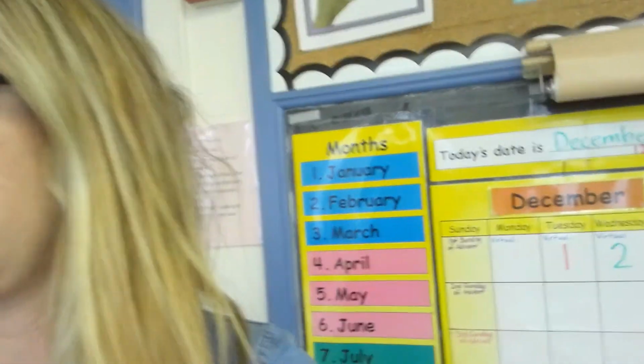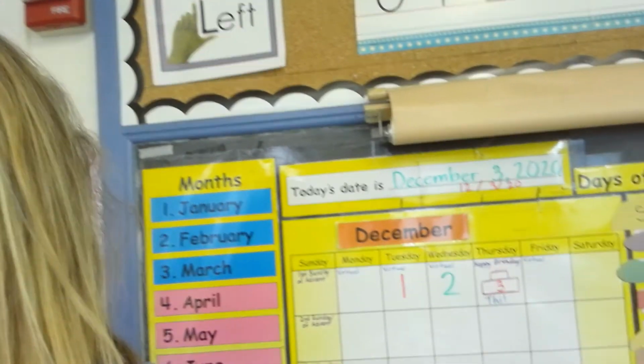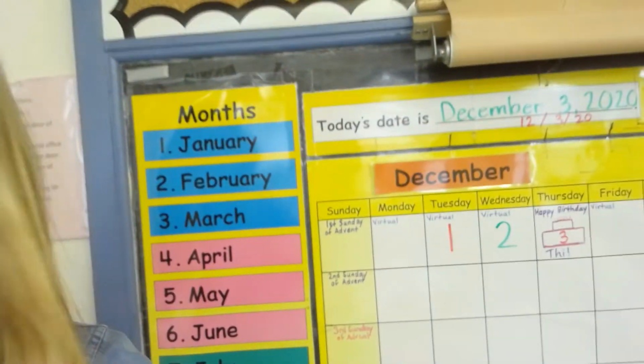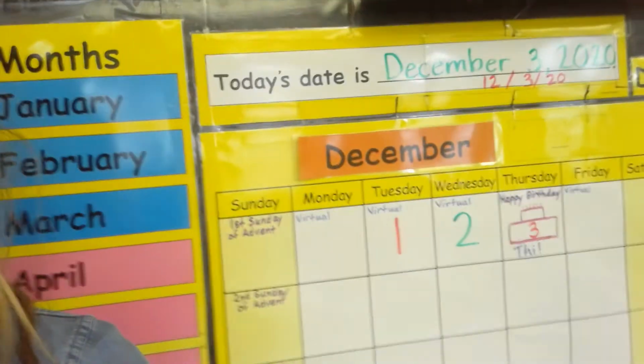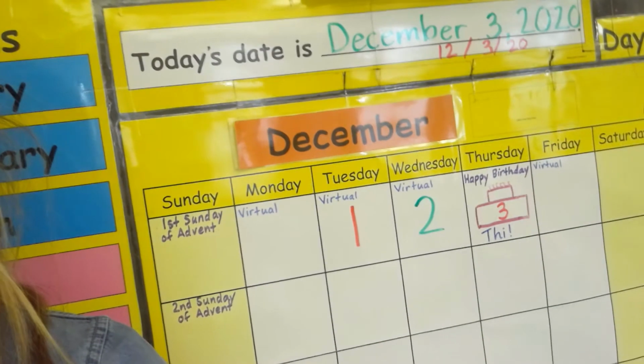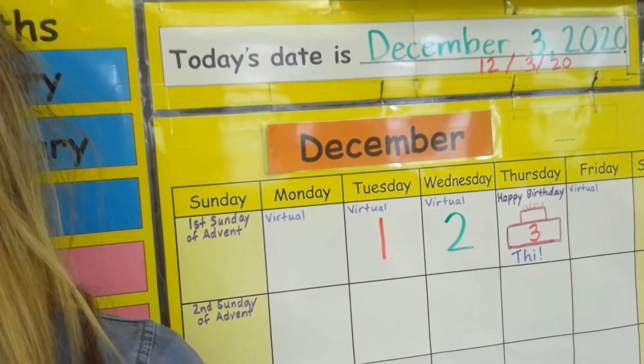Hello, boys and girls. So I'm starting today's math lesson from a different location because we have a very special day we're celebrating. So take a look at the calendar behind me. Today is December 3rd, and what special thing is happening today on December 3rd? Who are we celebrating today?